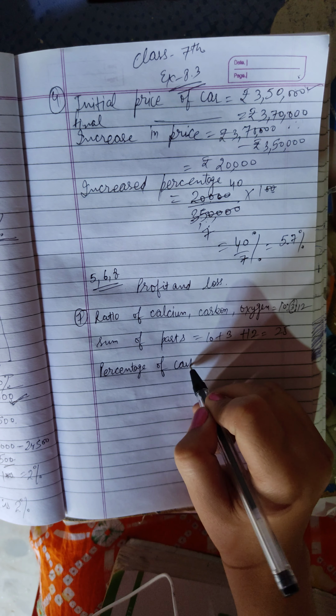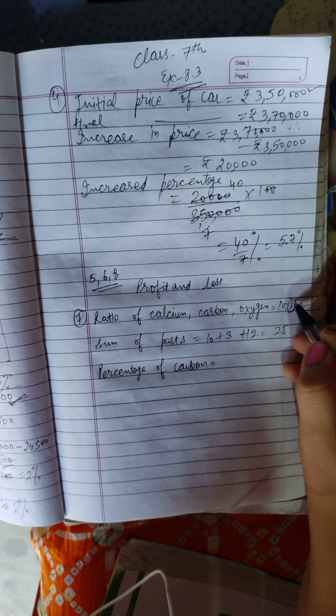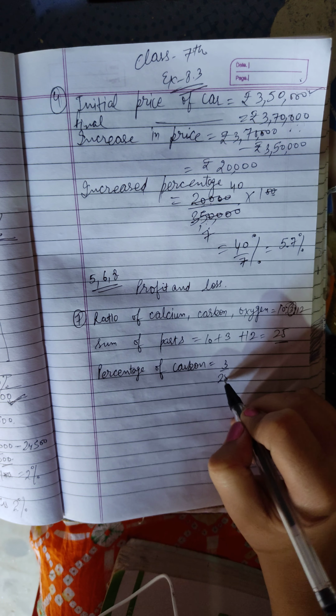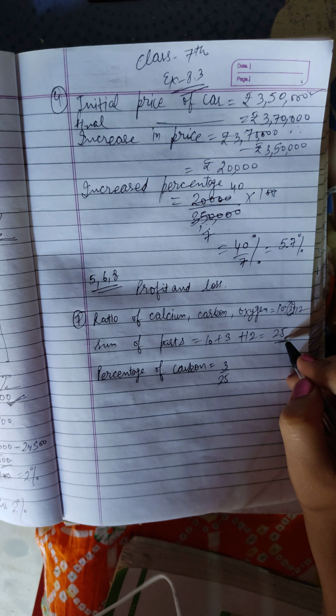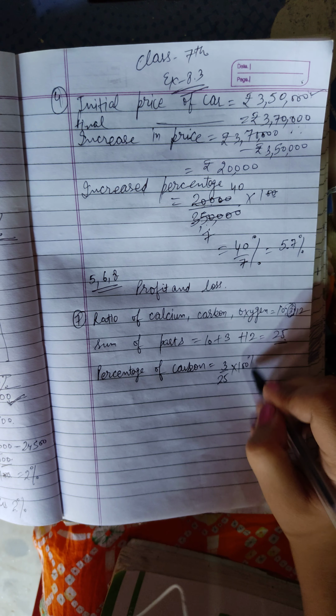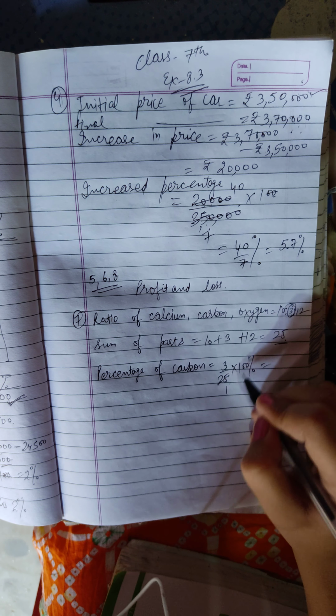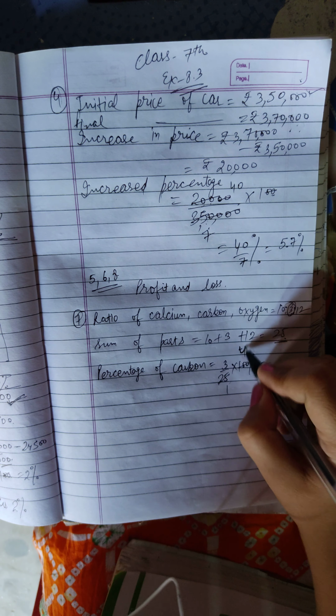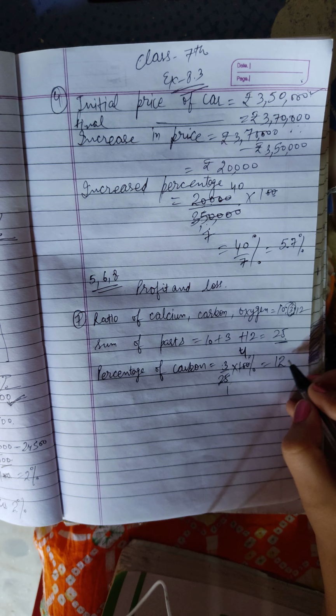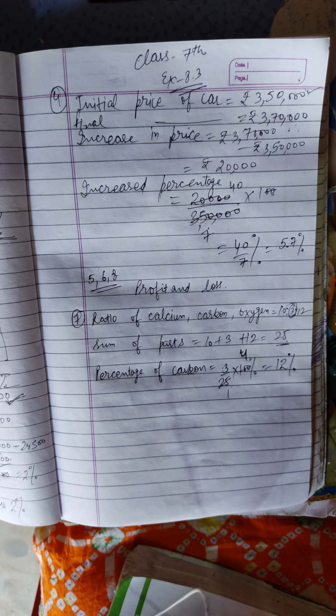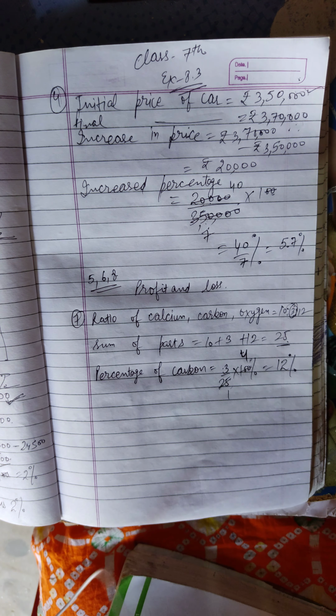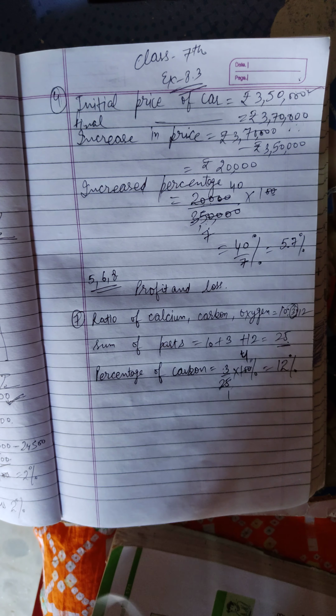Okay, now we will write here the percentage of carbon. How would we find it out? 3 parts out of 25, multiplied by 100%. 25 and 100 are both divisible by 25. You will get here 4. 3 4s are 12. Okay, so that means 12% is the carbon in that chalk.